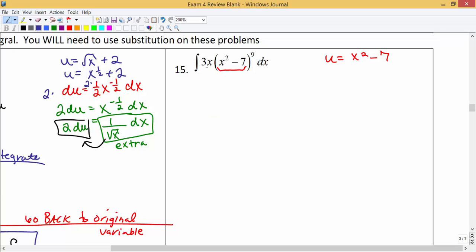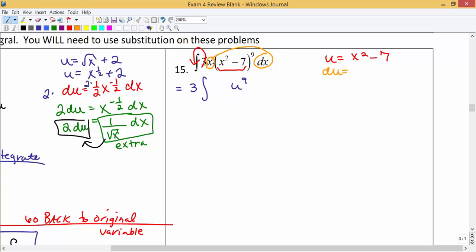Keep in mind that this 3 that's here, that's multiplied in, is a constant and can be brought out to the front of the integration symbol. So let's go ahead and do that. Let's bring out a 3, and we have u raised to the power of 9. So we have some extra stuff floating around. So we brought the 3 out, so that's not there anymore. So the extra part that we have floating around is the x and the dx.